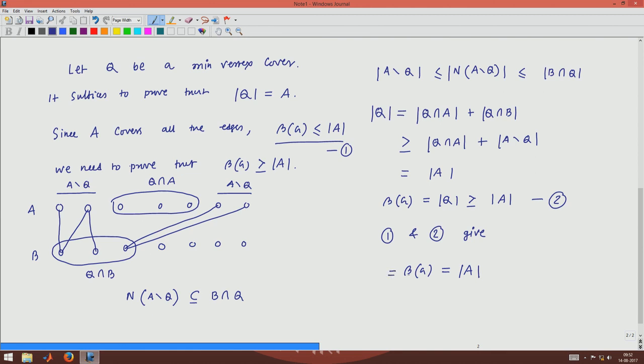So, we have proved that the minimum vertex cover size is equal to the cardinality of A, and by Koenig's theorem this is equal to the maximum size of matching. So, what we have proved is that if the condition that the cardinality of N(S) is greater than or equal to the cardinality of S for all S subset of A holds, then the size of the maximum matching is equal to A. That means there is a saturated matching in the graph G.